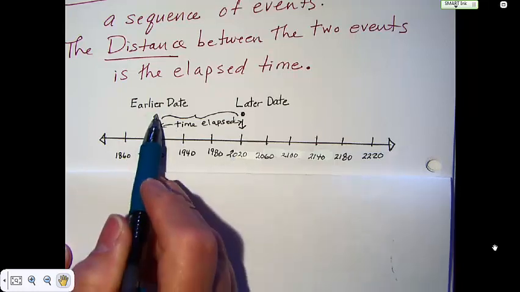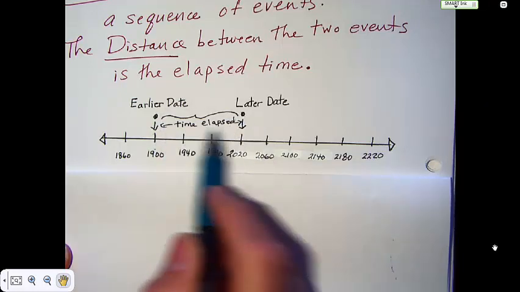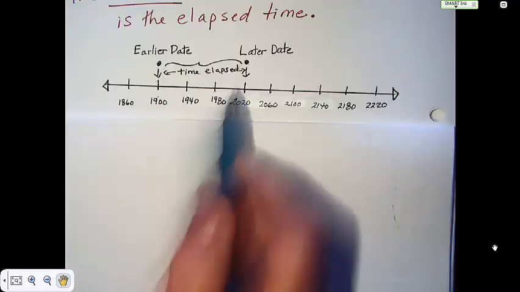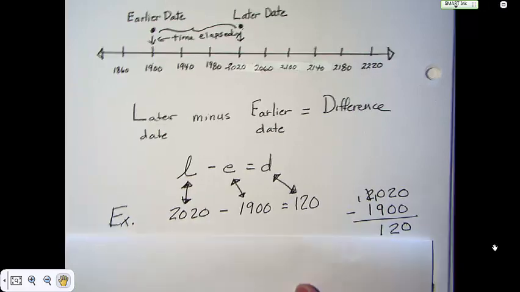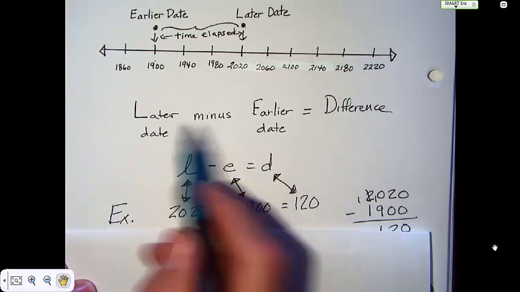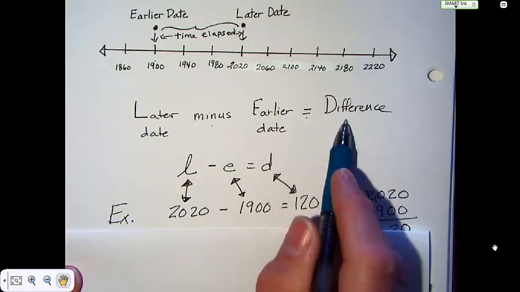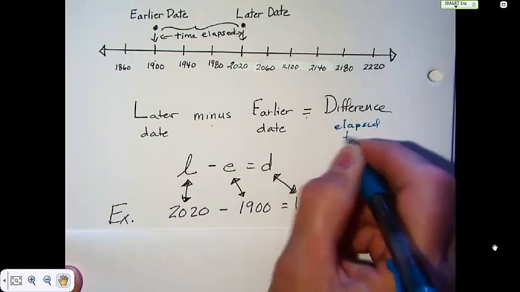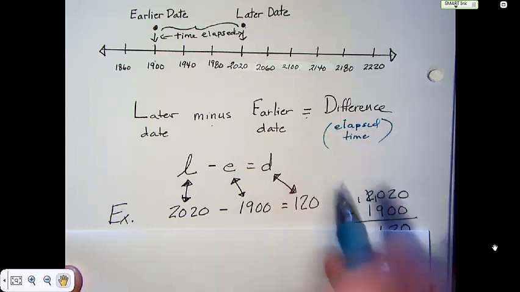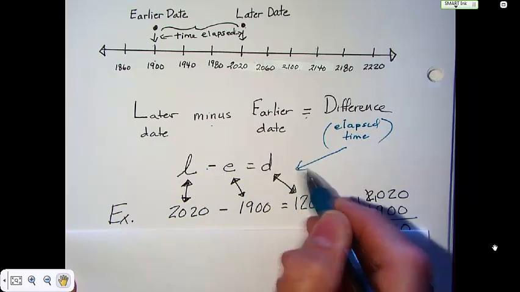So here's our earlier date, 1900. Here's our later date, 2020. Time elapsed is whatever is in between these guys. Okay, does that make sense to y'all? I would hope so. All right, so to do that, we would want to take the later date, 2020, minus the earlier date, 1900. And what we find will be the difference, and that will actually be the elapsed time. Okay, so later date minus earlier date equals the difference. The difference is the elapsed time.